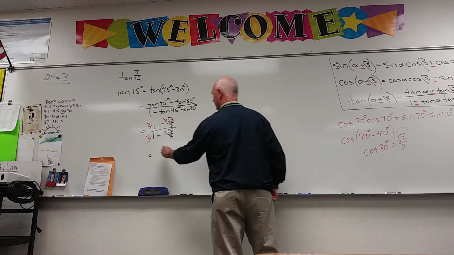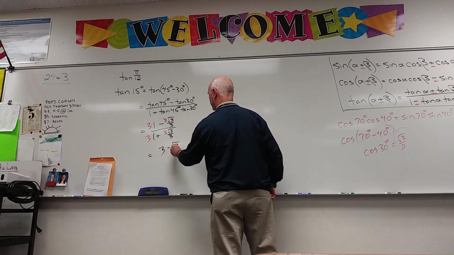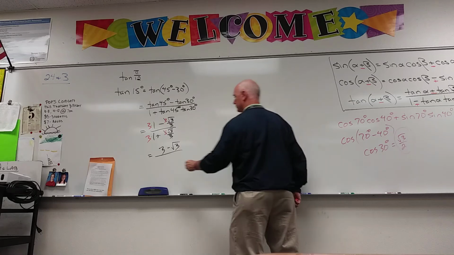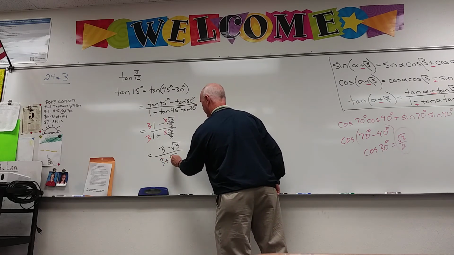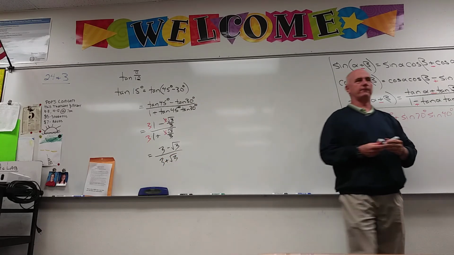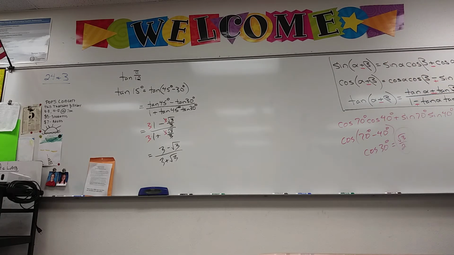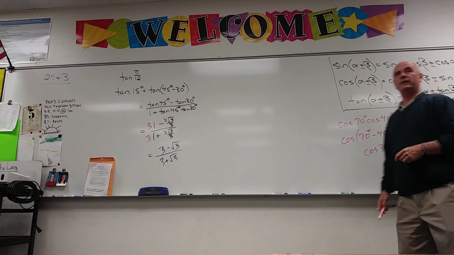3 minus the square root of 3 plus 3 minus the square root of 3, over 3 plus the square root of 3 plus the square root of 3. What do we no longer have? A complex fraction. We have taken care of the complex fraction. Life is good. We can move on. No. Next issue: radical in the denominator. We need to rationalize.